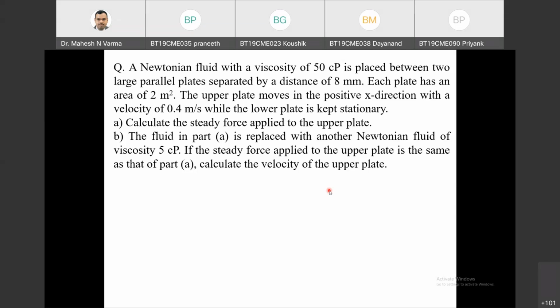Yes, sir. So, how to solve this problem? Just reading the question, sir. Yeah, roll number 56, Jitendra. Yes, sir. How to solve this problem?